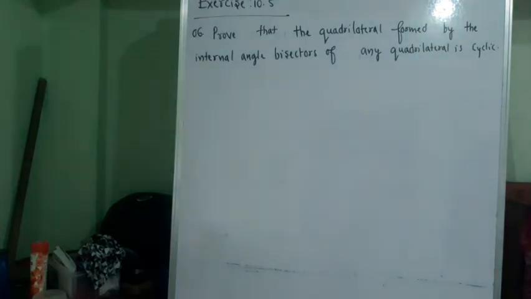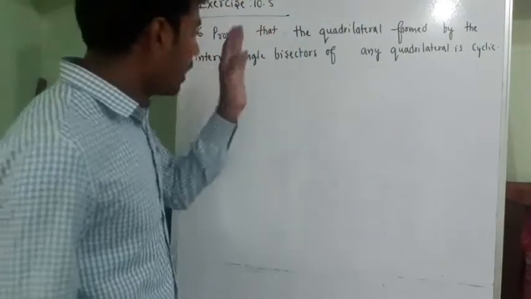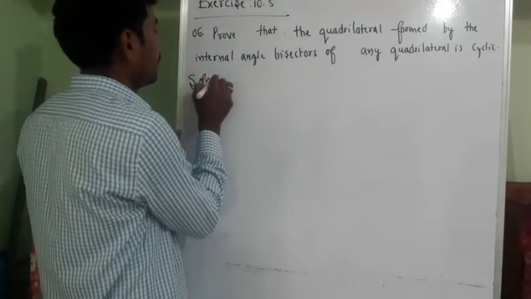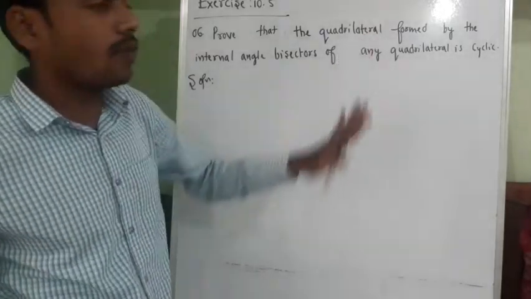So example number 6. Example 5 is very easy; you can do it on your own. Example number 6, look at it. Prove that the quadrilateral formed by internal angle bisectors of any quadrilateral is cyclic.